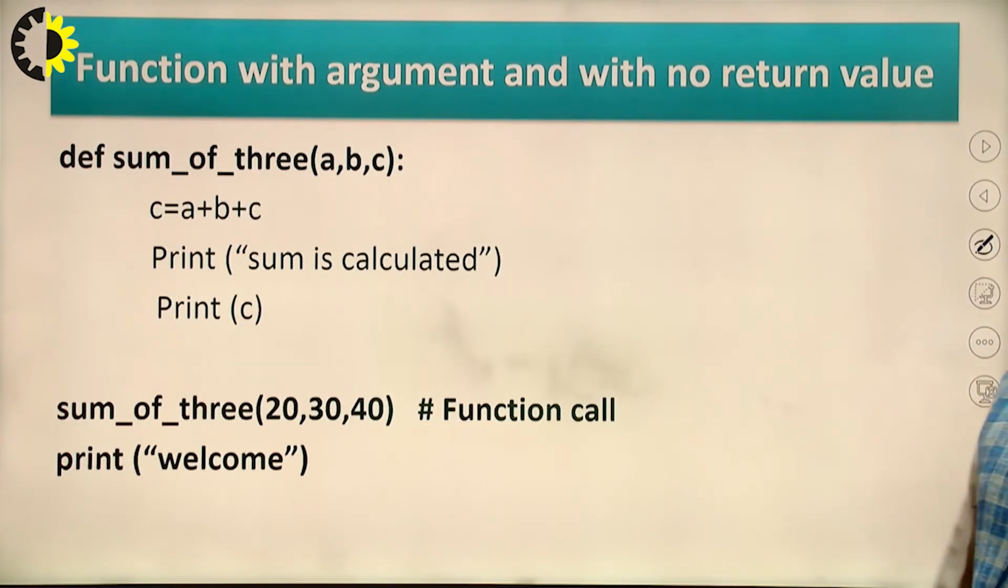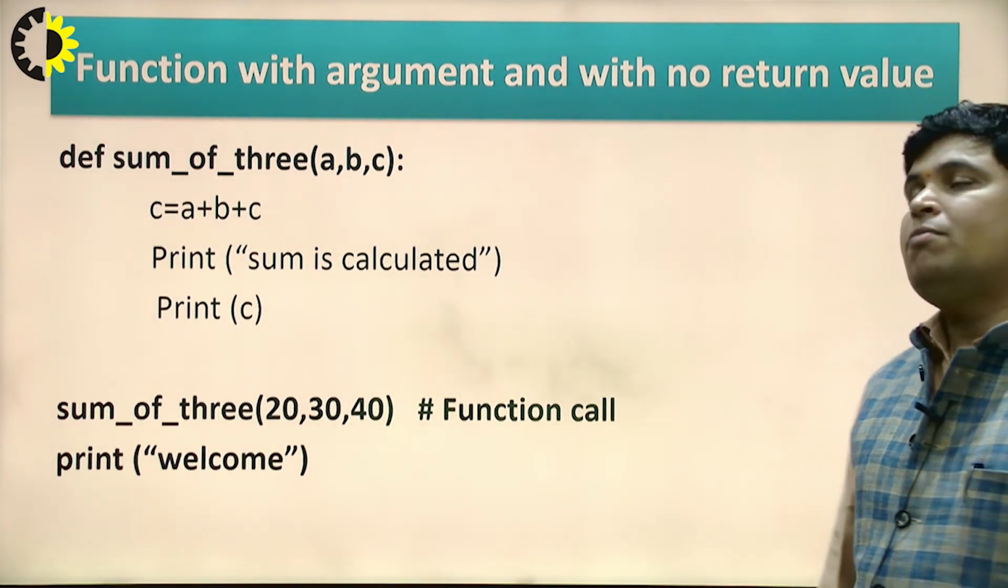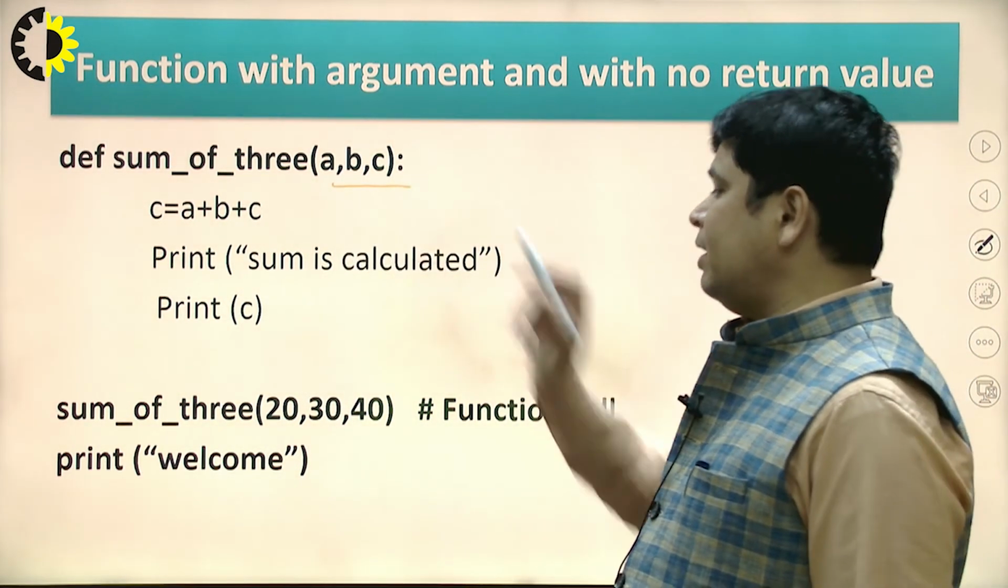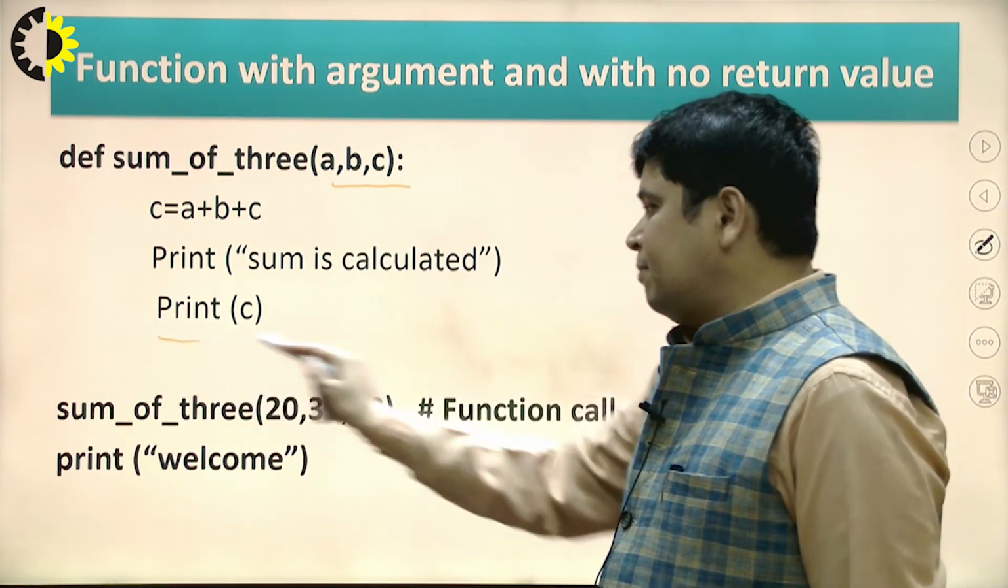Now, the third category is function with argument and with no return value. Here the function has an argument, but the return statement is absent.